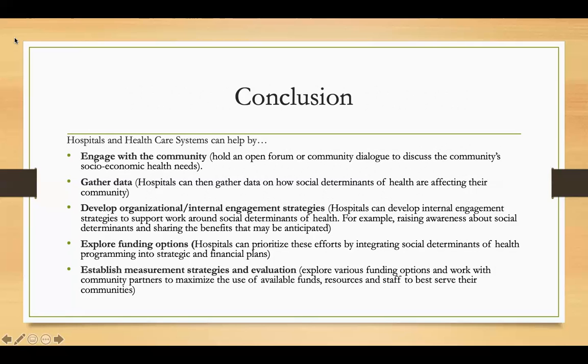And then we have explore funding options. So hospitals can prioritize these efforts by integrating the social determinants of health programming into strategic and financial plans. And then lastly, we have establish measurement strategies and evaluation. So this one talks about hospitals can explore various funding options and work with community partners to maximize the use of available funds, resources, and staff to the best of their communities.